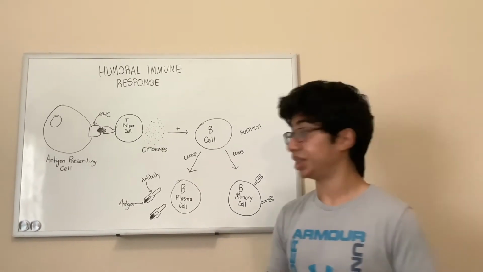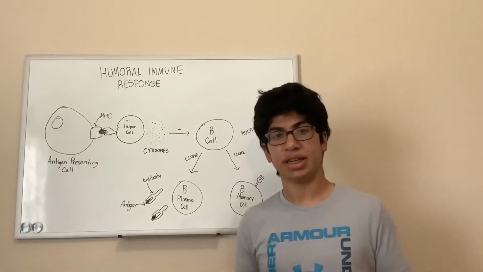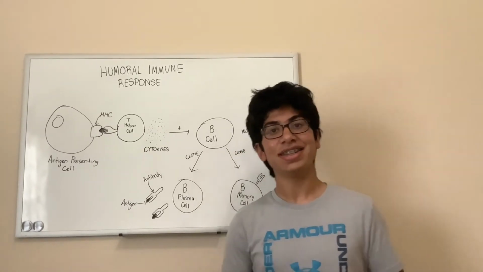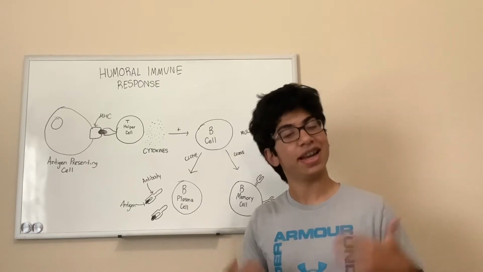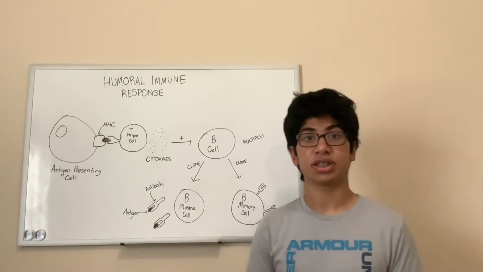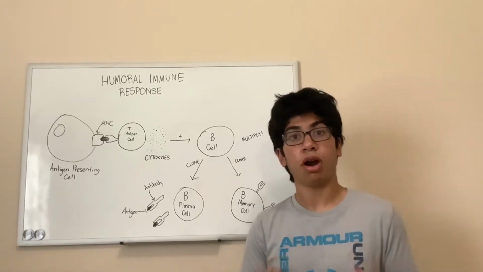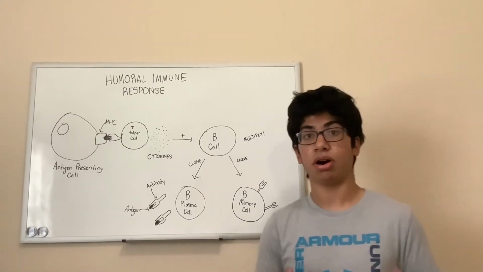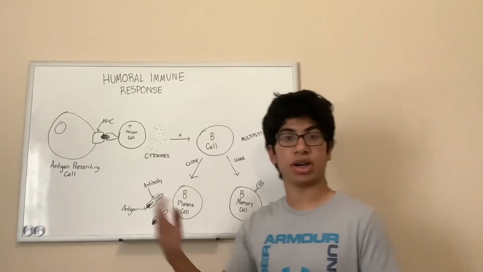It all starts with an antigen. What is an antigen, you may ask? Well, an antigen is a foreign substance that enters our body. This can be a pathogen like a virus or bacteria, or a part of a pathogen like a protein on a virus. So that's where we have our antigen.